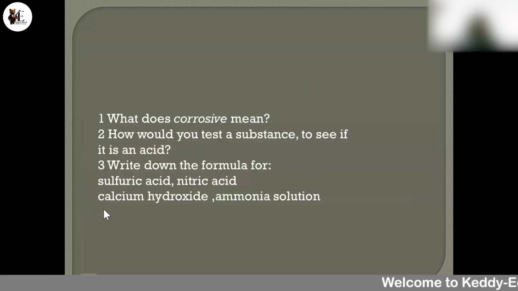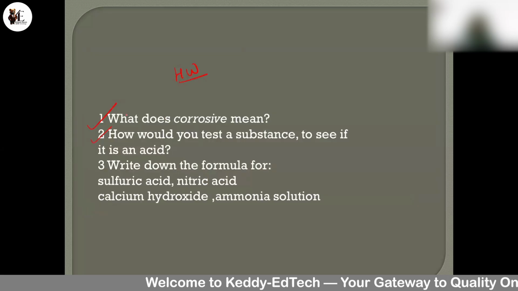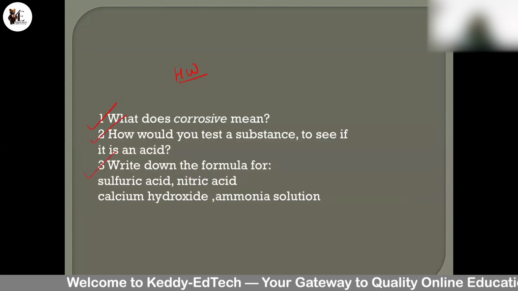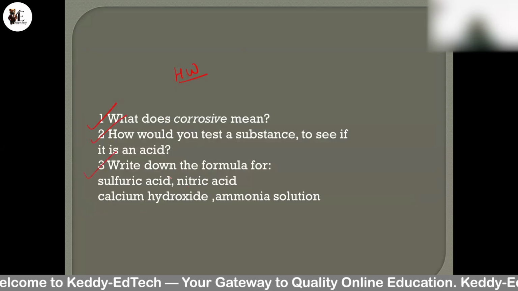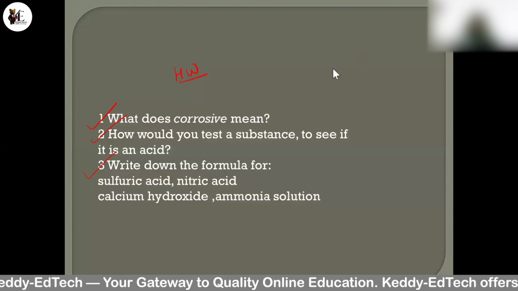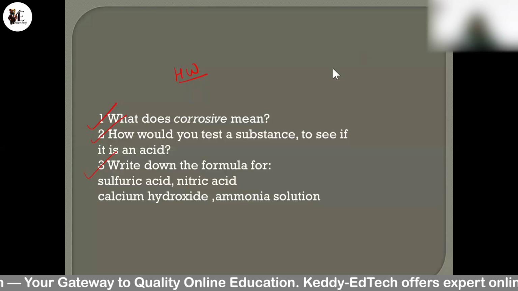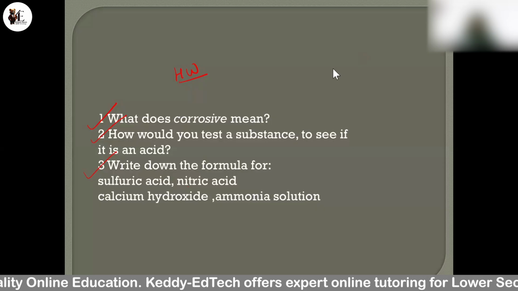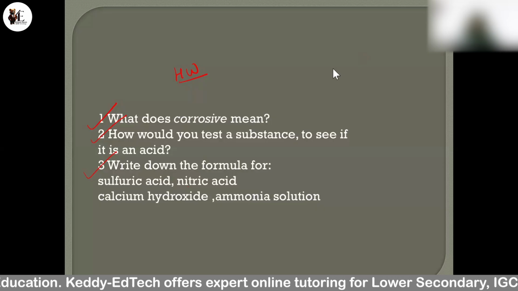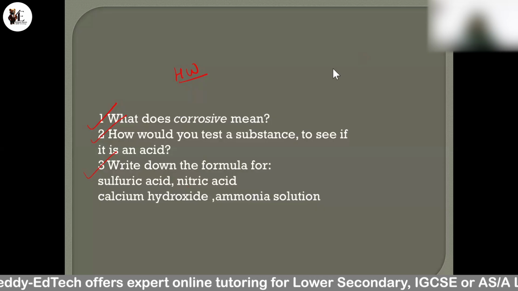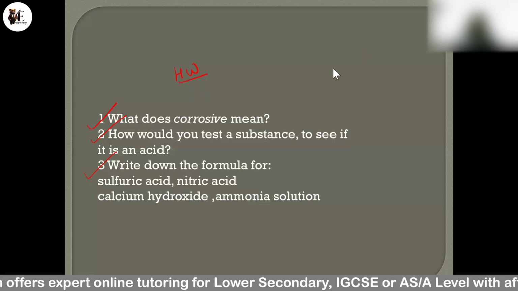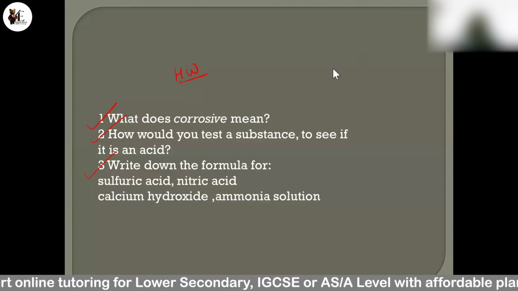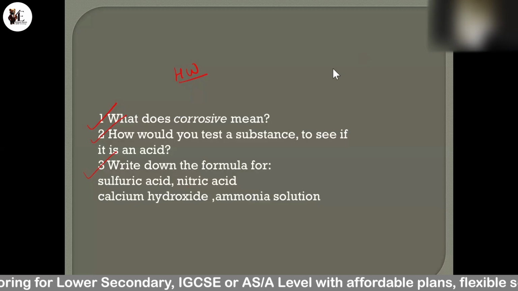So this question is your homework for today. What does corrosive mean? How would you test a substance to see if it is an acid? Write down the formula for sulfuric acid, nitric acid, calcium hydroxide, and ammonia solution. I think you can easily do these questions. Corrosive means acids and bases are both corrosive. I have told you the way to test for an acid, and you have to write down the formulas of these acids and bases. Yes, ma'am. Let me copy it down.